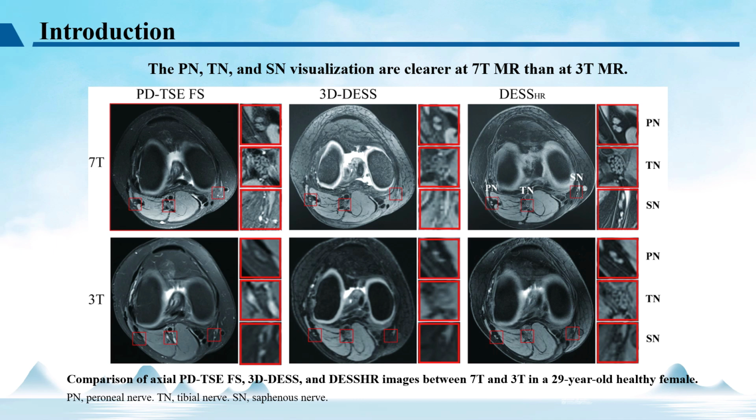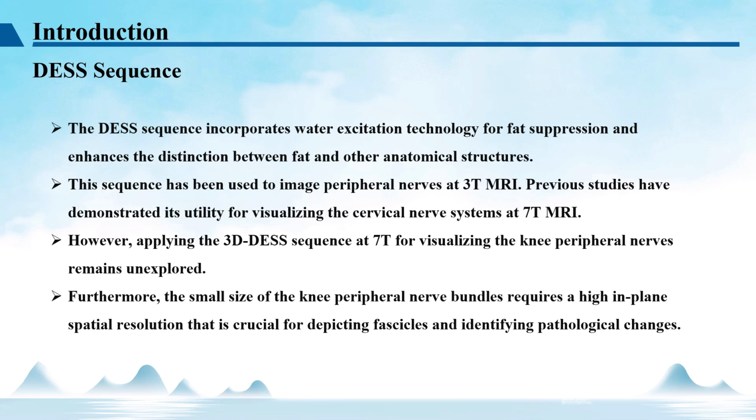This is our preliminary study result. As this figure shows, the peroneal nerve, tibial nerve, and the saphenous nerve are visualized more clearly at 7T MR than at 3T MRI, especially in this sequence. So what is this sequence?